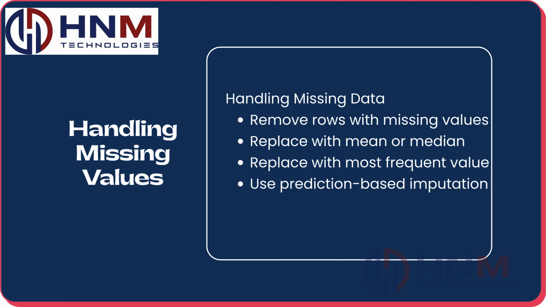Missing values are very common in real-world data sets. There are multiple ways to handle missing data. One method is removing rows that contain missing values. Another method is replacing missing numerical values with the mean or median. For categorical data, we can replace missing values with the most frequent category. Choosing the correct strategy depends on the dataset and business requirement.